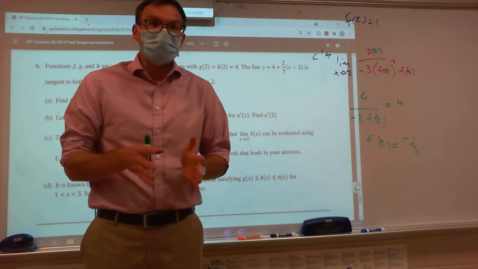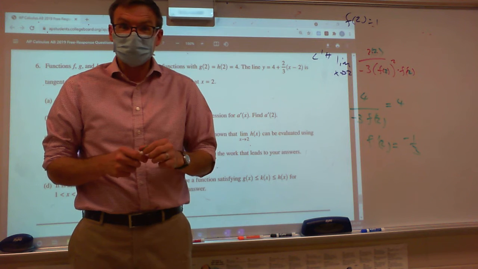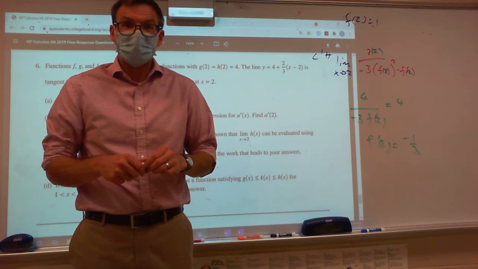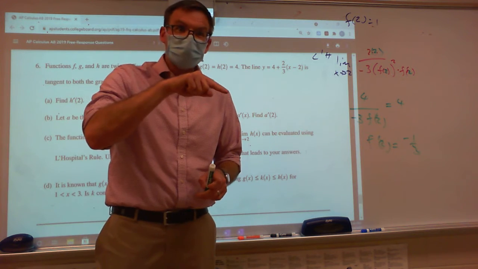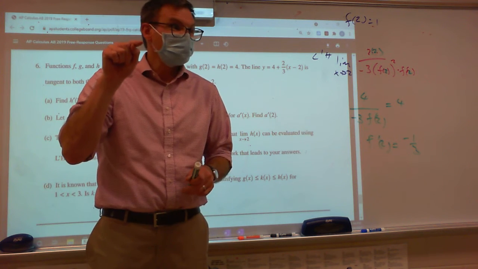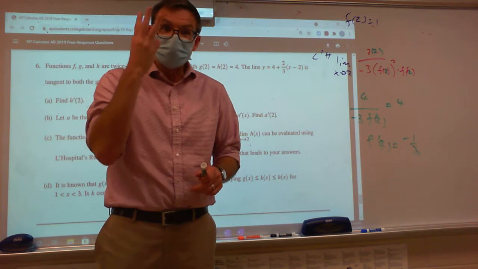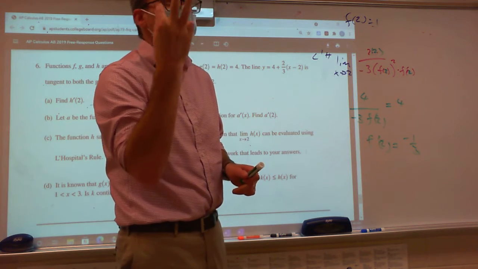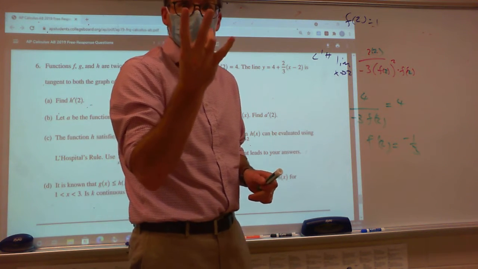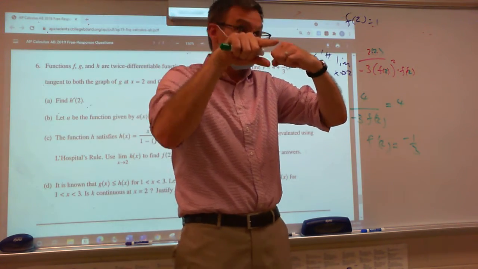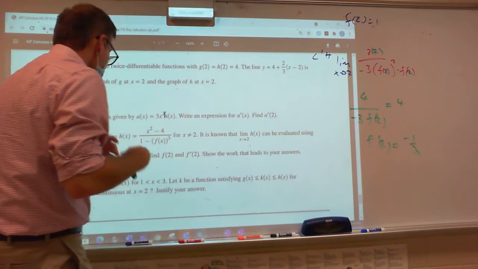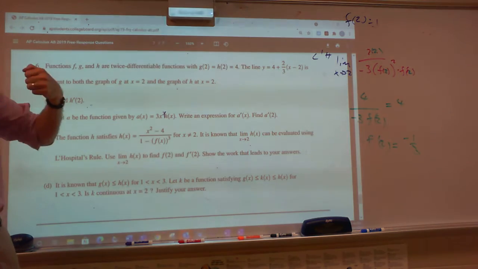Mathematically, how do you show something's continuous at a point? The limit from the left equals the limit from the right equals the y value. Does everybody remember that? You need 3 things: the limit from the left, the limit from the right, and the actual y value. The dot has to exist. That's what it means to be continuous. So anytime they ask if something is continuous, you have to say the limit from the left and the limit from the right equal this.